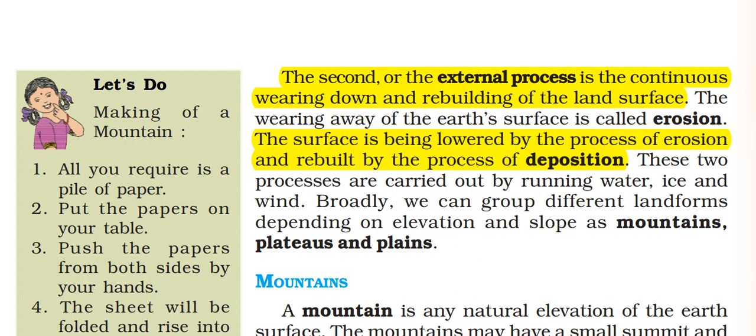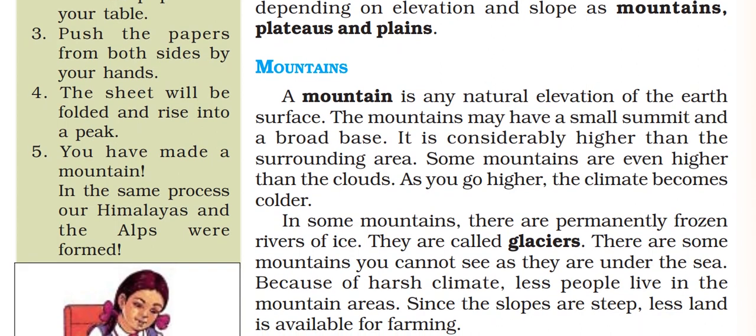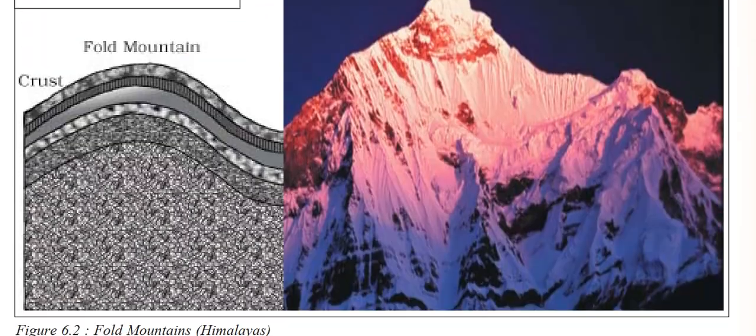These two processes are carried out by running water, ice and wind. Broadly, we can group the different landforms depending on elevation and slope, as mountains, plateaus and plains. A mountain is a natural elevation of the earth's surface. A mountain may have a small summit and a broad base. In some mountains there are permanent frozen rivers of ice called glaciers.